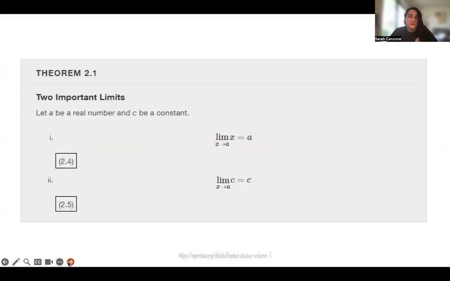This is just a general concept. If we're looking at the limit of x, which we don't typically do, we like the limit of f of x, we want the y value. So the limit of x as x goes to a is just going to be a, and the limit of c for some constant c, we can say, for example, the limit of 5 as x goes to a is just going to be 5. These two things we're not going to use a whole lot, but it is a theorem.